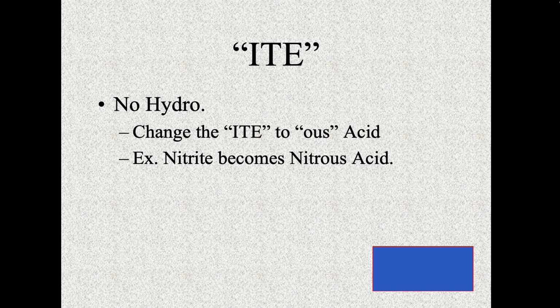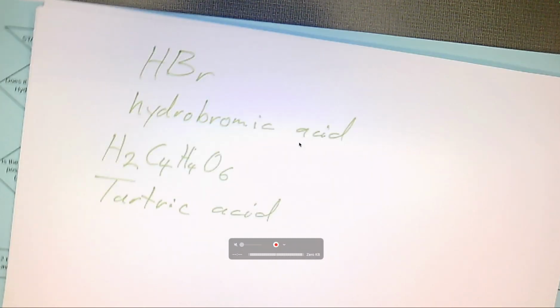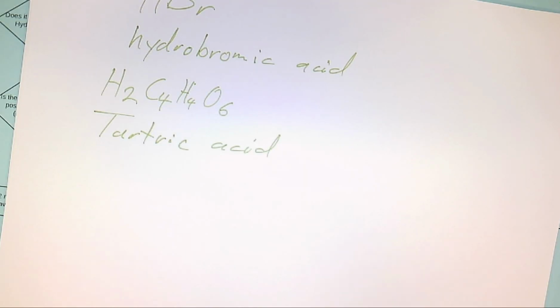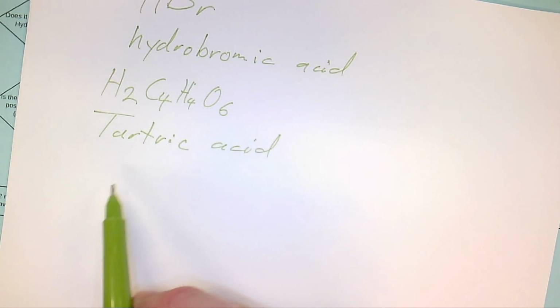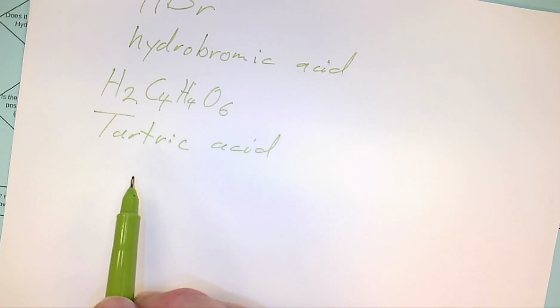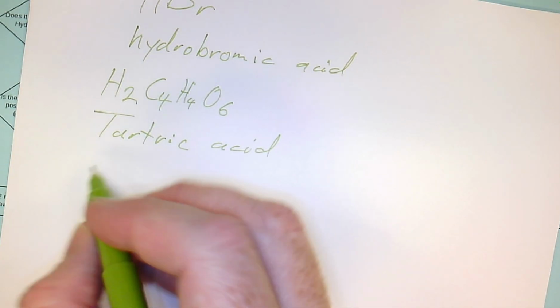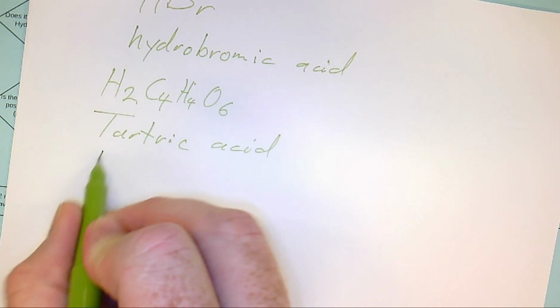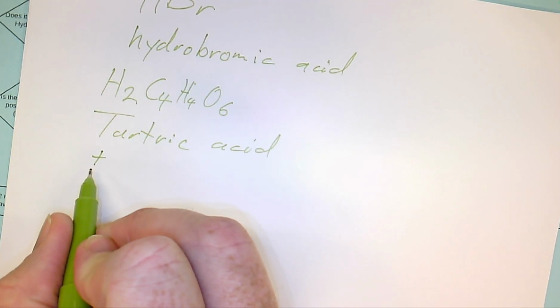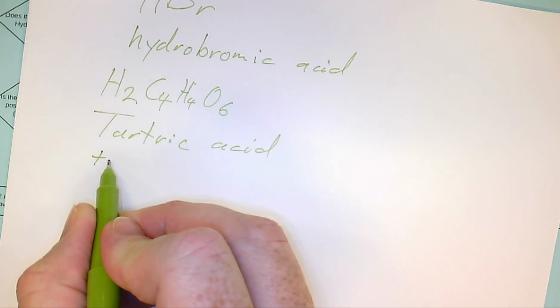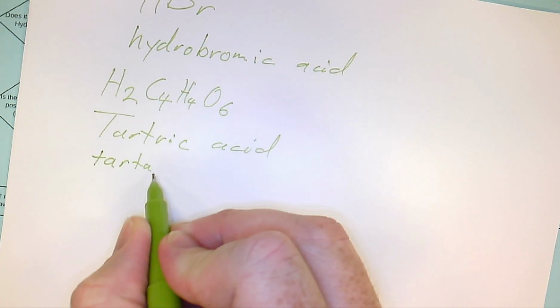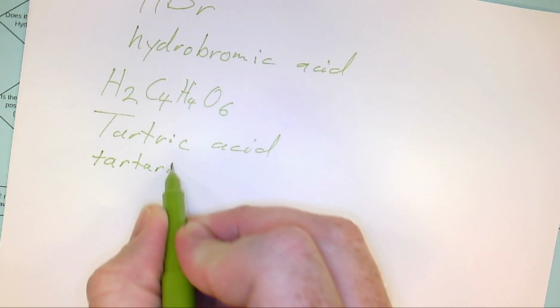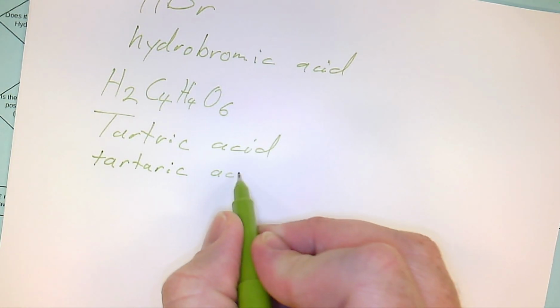Now, this is one where sometimes going straight by the rules, if we have this one on the test and you write it exactly like this, I would not take off for that. But in the real world, sometimes they don't always follow the rules. It's kind of like literary license where they don't have to follow the rules of English. This one actually you will see called tartaric acid.